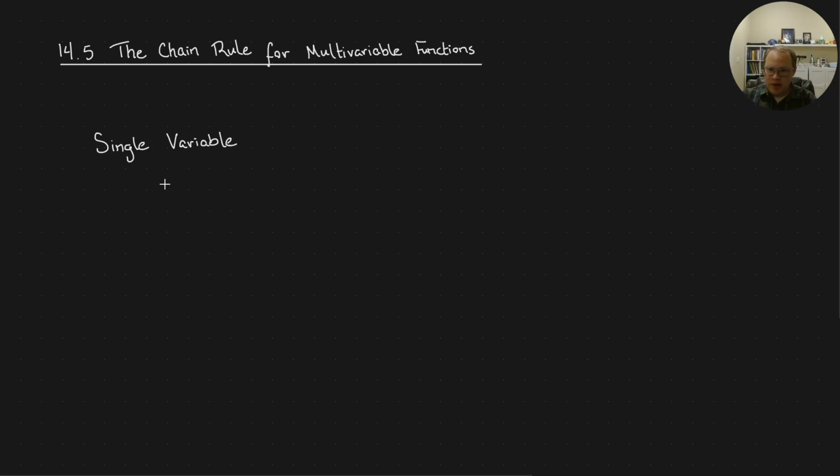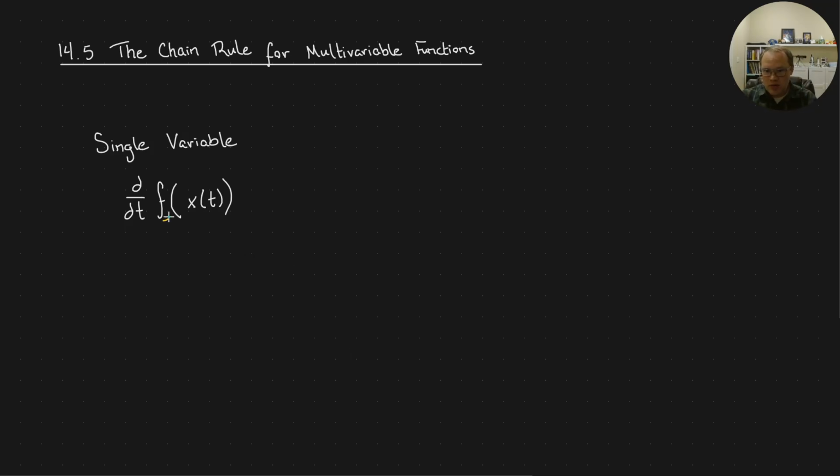Okay, so in the single variable case, the idea is I have some function f, and instead of just plugging in x, I'm plugging in some other function dependent upon some other variable. And then I take the derivative with respect to that innermost variable. The chain rule gives us a way to evaluate this derivative piece by piece.